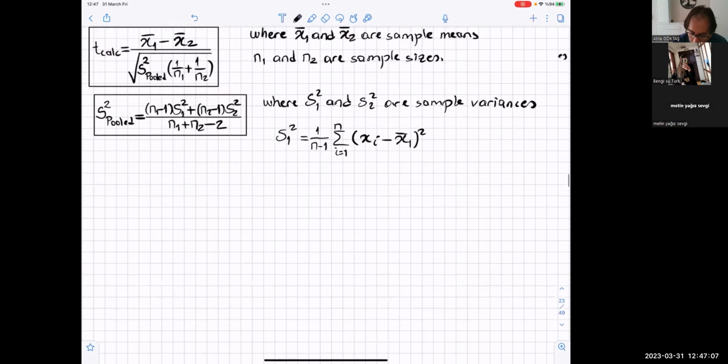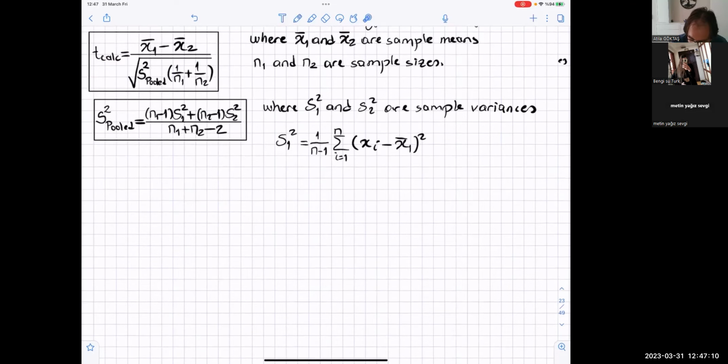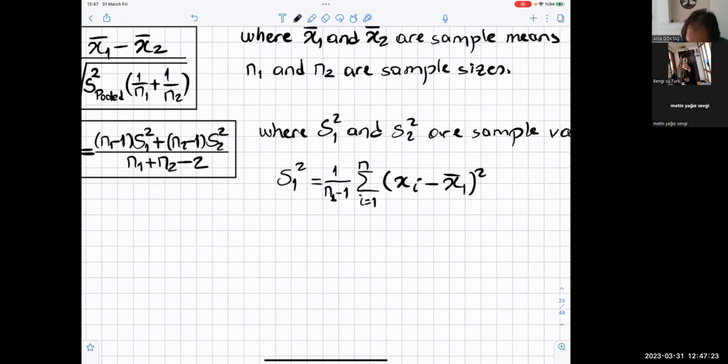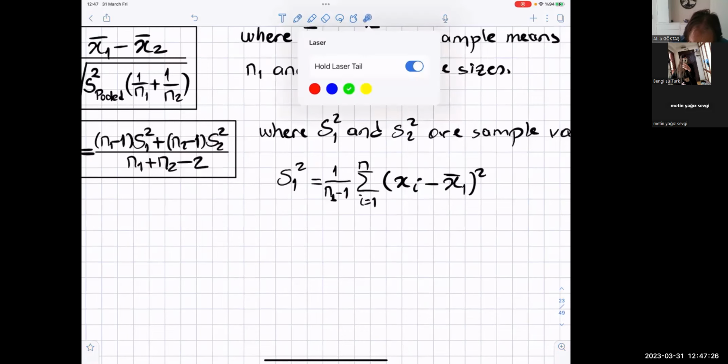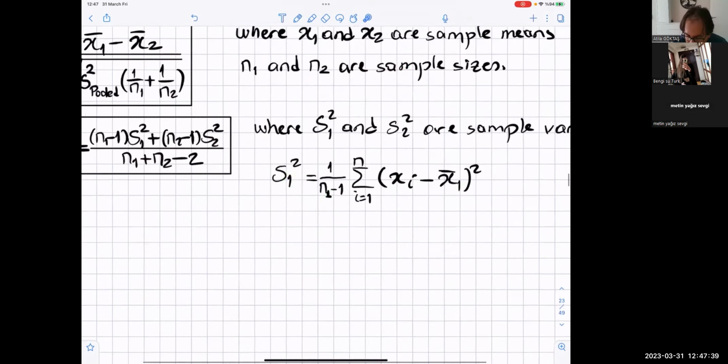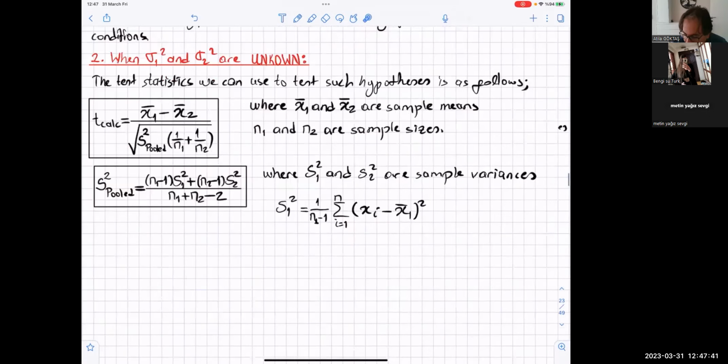For the second sample variance, I'm mistaken here, I forgot to include the subscript n1. For S2 square, you change the subscripts to 2, and that's it. I don't need to write the sample variance for the second sample.